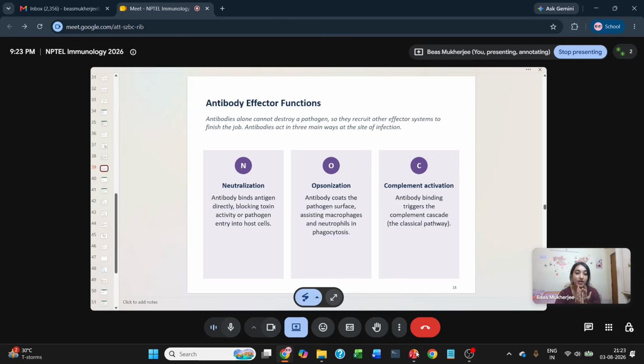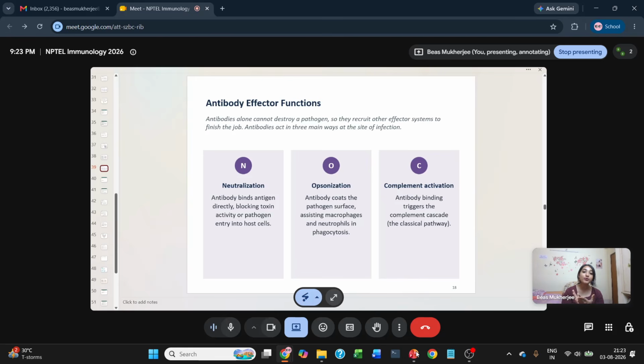The next one is opsonization. This is even more powerful. What happens is, let's say there is this bacteria and the antibody comes and coats the entire pathogen, and the entire pathogen is now easily engulfed by the phagocytic cells like macrophages and neutrophils, and it is eaten up. Okay. Then once again antigen presentation and activation of the adaptive immune response and everything else happens.